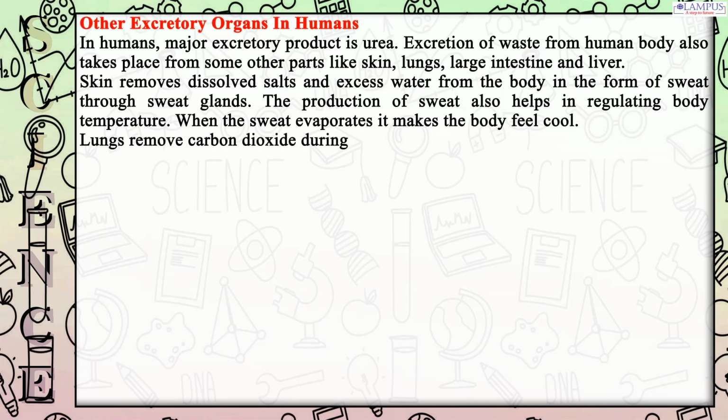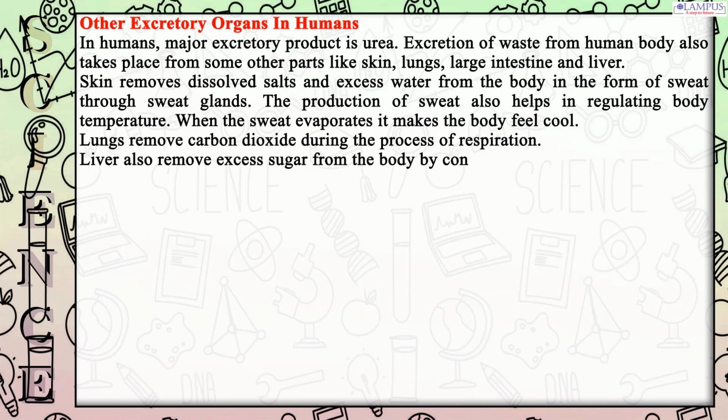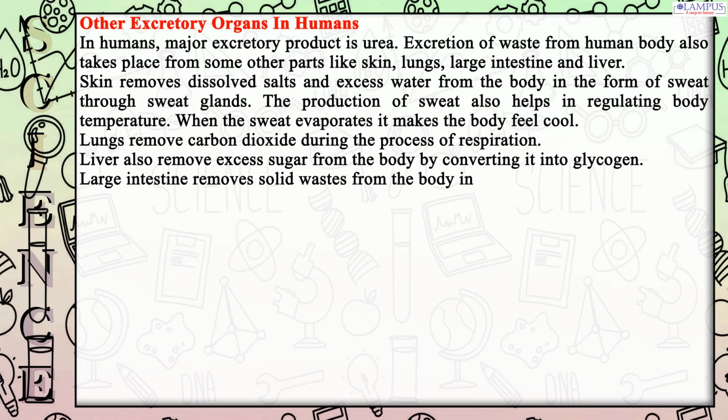Lungs remove carbon dioxide during the process of respiration. Liver also removes excess sugar from the body by converting it into glycogen. Large intestine removes solid wastes from the body in the form of feces.